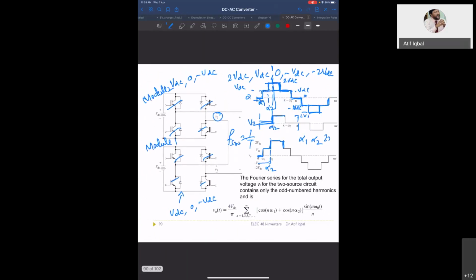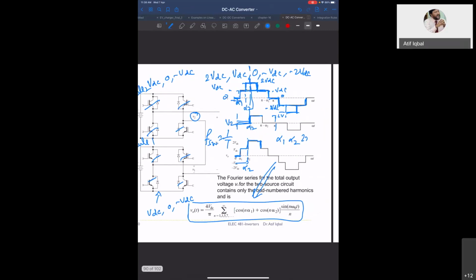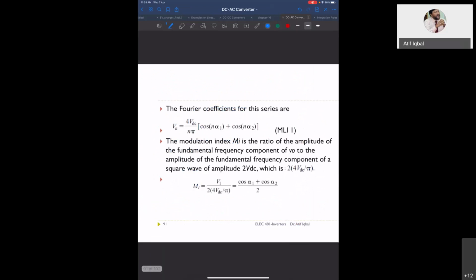So the Fourier of this step waveform is this: 4 VDC by pi, cos n alpha 1 plus cos n alpha 2, sin n omega naught t over n. So the Fourier coefficient is this. Now the modulation index is defined in this. This is equation number 1, say MLI equation 1, that is multi-level inverter equation number 1.